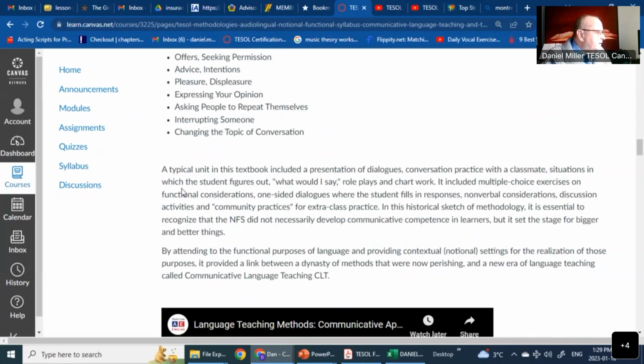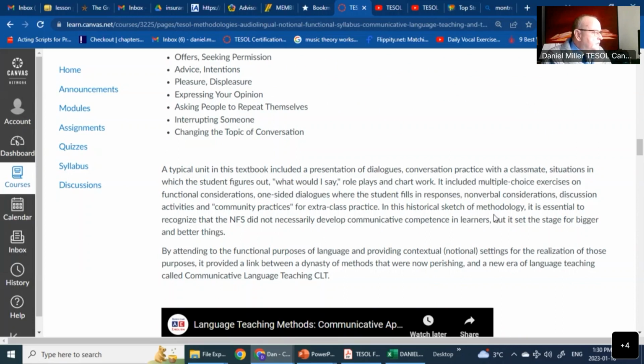A typical unit in this textbook included a presentation of dialogues, conversation practice with a classmate, situations in which the student figures out what to say, role plays and chart work. It included multiple choice exercises on functional considerations, one-sided dialogues where the student fills in responses, nonverbal considerations, discussion activities, and community practices for extra class practice.